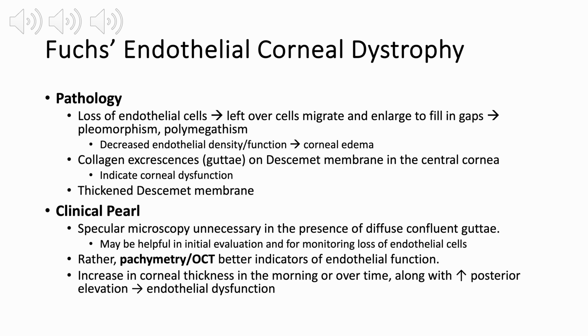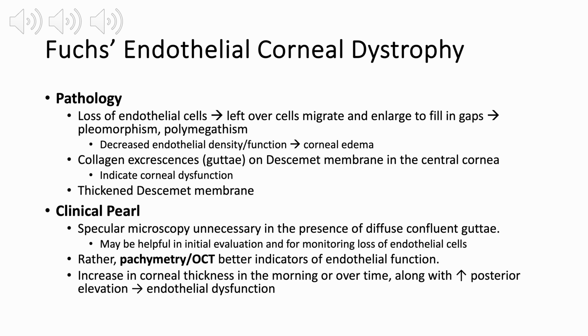Another hallmark pathological feature is the presence of collagen excrescences, known clinically as guttae, on Descemet's membrane, typically in the central cornea. These guttae are an indication of endothelial dysfunction and are considered a key diagnostic feature. Alongside this, the Descemet membrane becomes thickened, further compromising the corneal architecture.